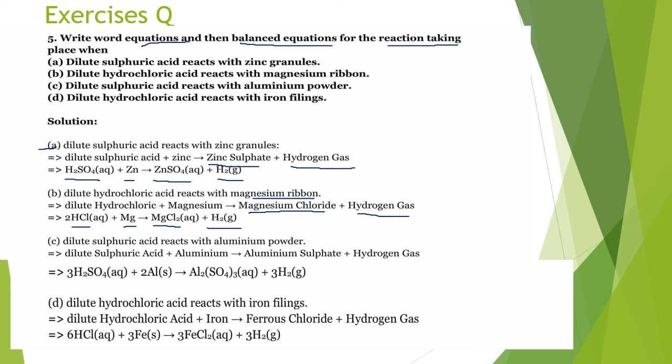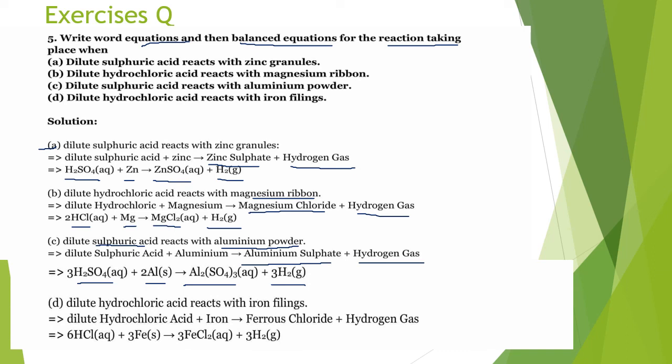Third, or C. Dilute sulfuric acid reacts with aluminum powder. Here the salt formed is aluminum sulfate along with hydrogen gas. Formula: sulfuric acid H2SO4 plus Al, aluminum, to form aluminum sulfate, the formula is Al2(SO4)3, plus H2. Balanced equation: 3H2SO4 plus 2Al to form Al2(SO4)3 plus 3H2.